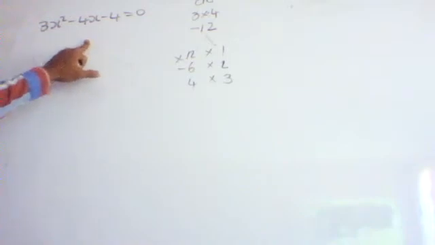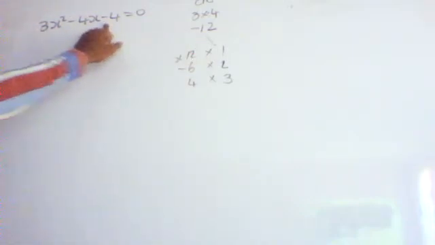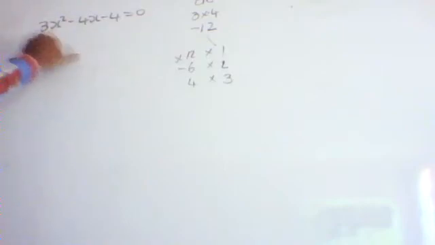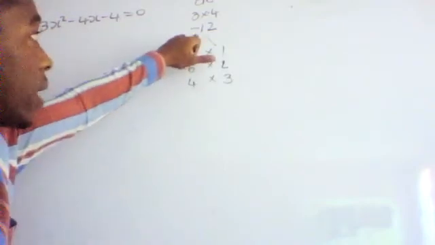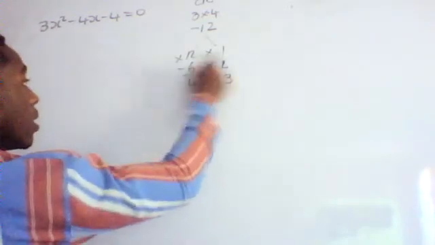Okay. So look at it now. Our AC is -12. Why? This is a negative value, which is C. This is a positive value, which is A. 3 times -4 is -12. So then, we know that our two values are -6 and +2. So we're going to replace them now.